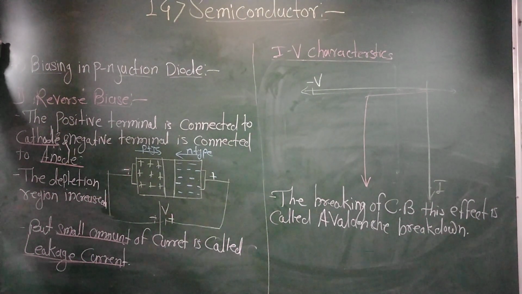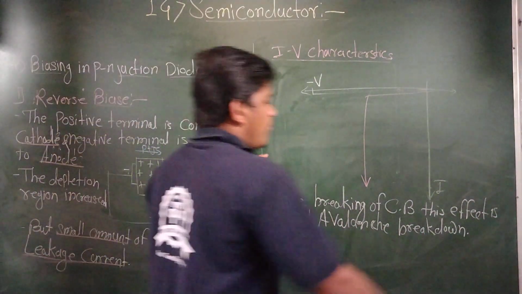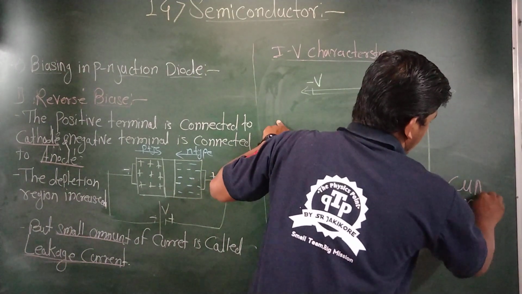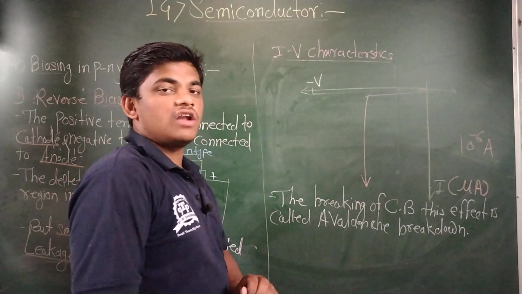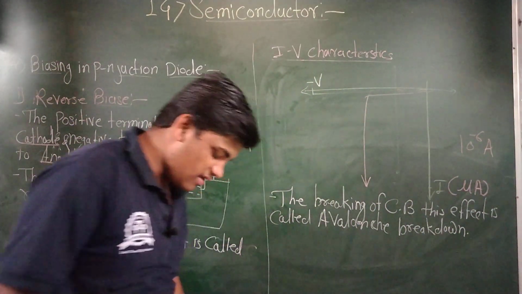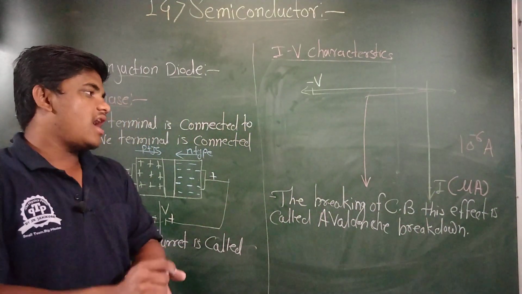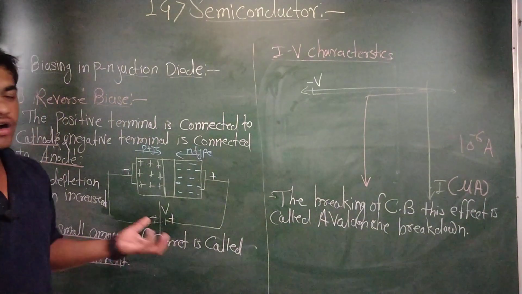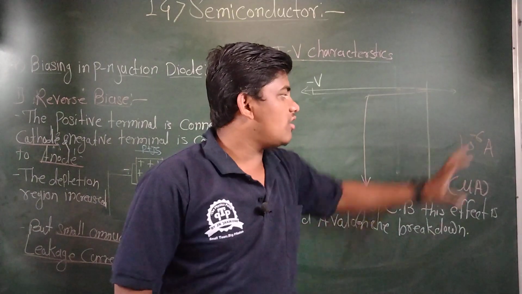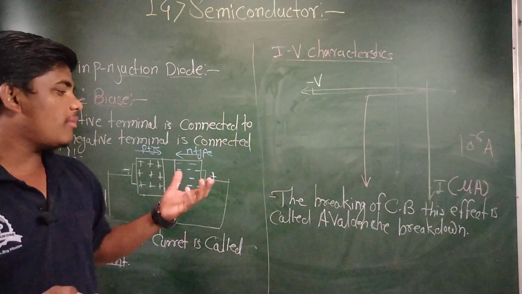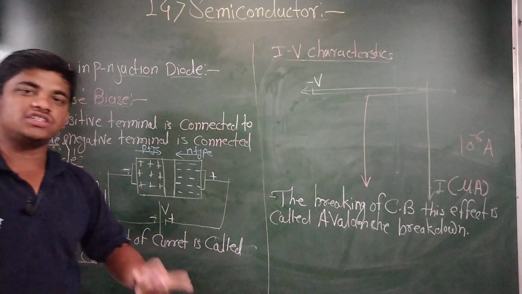In certain books, the current flowing in reverse biasing is given in microamperes, that means 10⁻⁶ ampere. What is the difference between the current flowing through forward biasing and reverse biasing? In forward biasing, the current flows in milliamperes, and in reverse biasing the current flowing through the PN junction is in the order of microamperes. This is all about the biasing that can be studied in the PN junction and PN junction diodes.